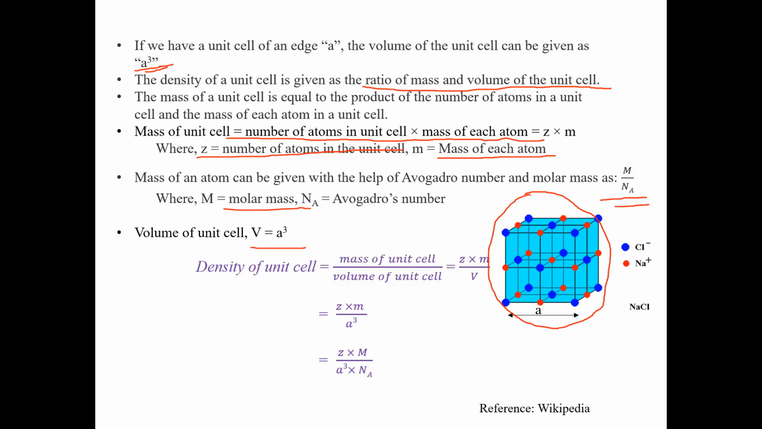m can be represented by molar mass by Avogadro number. So, finally, the density of unit cell becomes equal to Z into M by a cube into Na, where Z is the number of atoms in unit cell, M is the molar mass, a cube corresponds to the volume, and Na corresponds to Avogadro number.